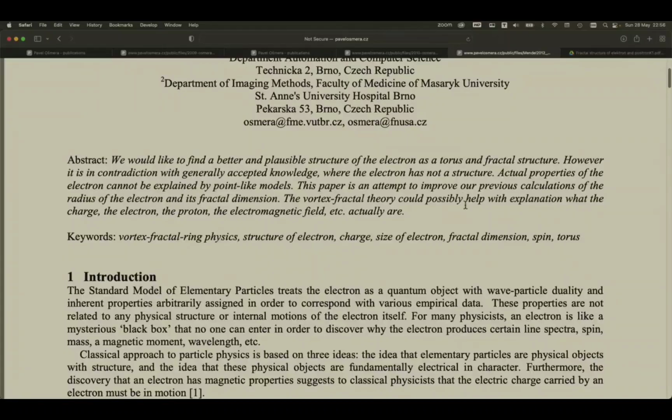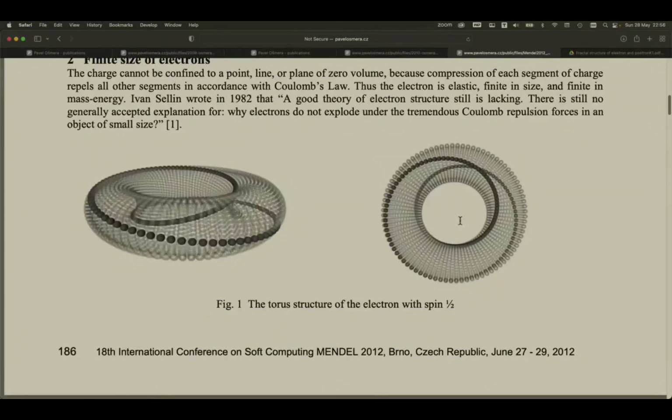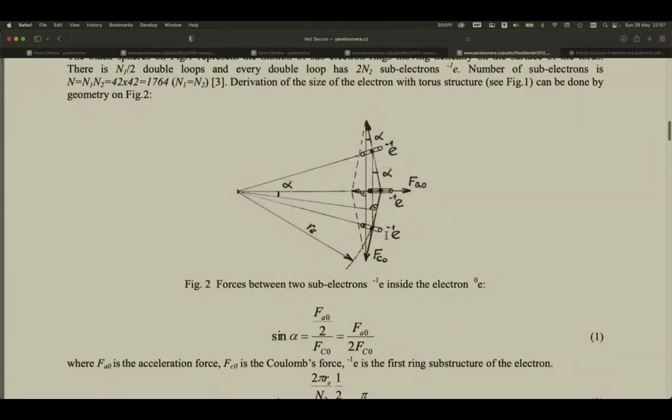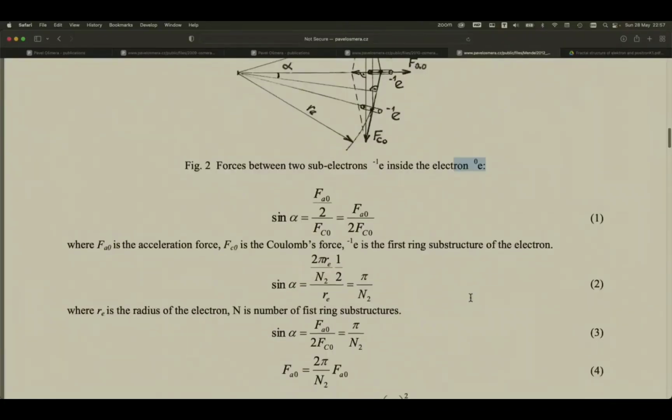The vortex fractal theory could possibly help with explanation of what charge the electron, the proton, the electromagnetic field actually are. So we've got this image here, and then he's starting to break it down in the substructures here. This is forces between two subelectrons inside the electron here.